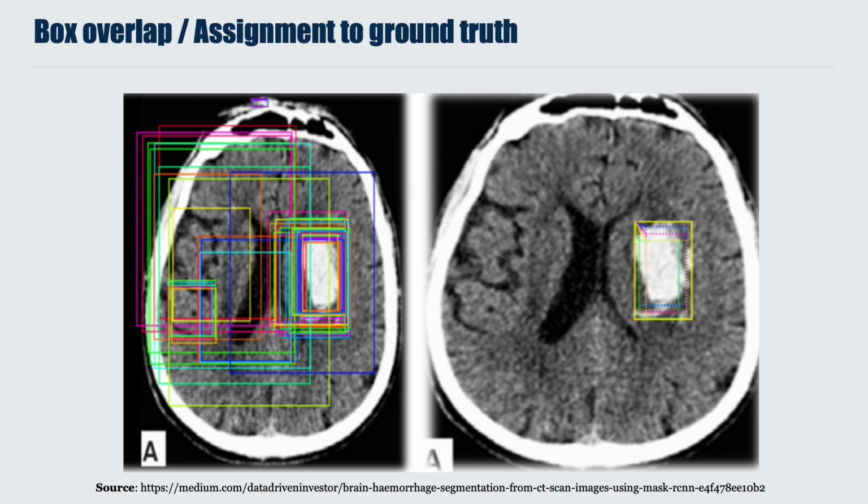And here it's typically an example of all possible boxes, or a lot of different boxes that were proposed, and finally just a few of them that are selected and assigned to the ground truth because their IOU is big enough.